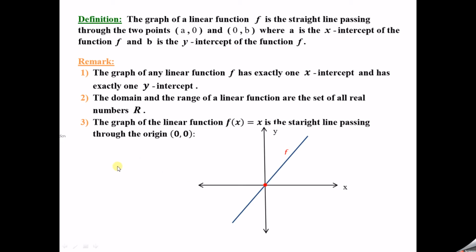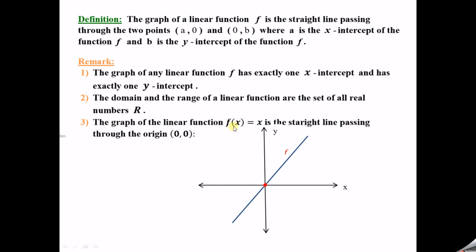And we have some remarks here. The graph of any linear function f has exactly one x-intercept and one y-intercept. So if we take a straight line, how many intercepts will it have? Only one x-intercept and only one y-intercept. That means it intersects the y-axis at exactly one point and it intersects the x-axis at exactly one point. And the domain and range of a linear function is always the set of real numbers. So in the domain you can take any real number. That is, the domain is R, and the range also will be the set of all real numbers.